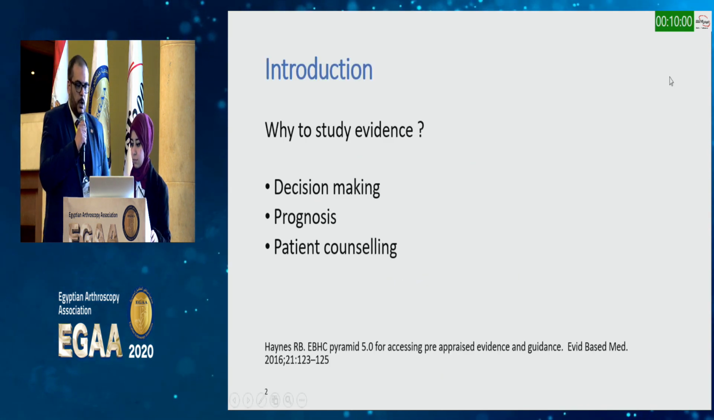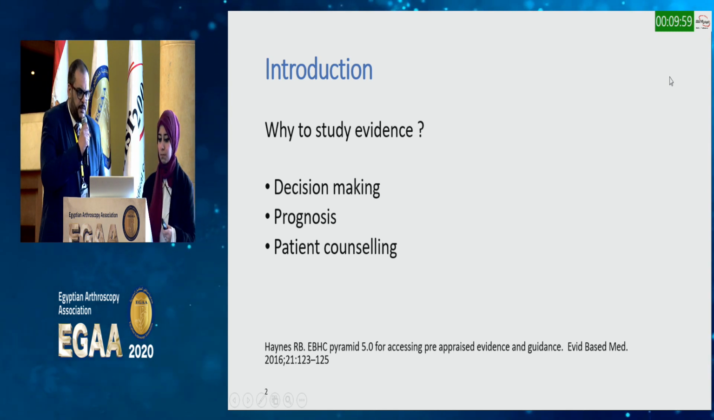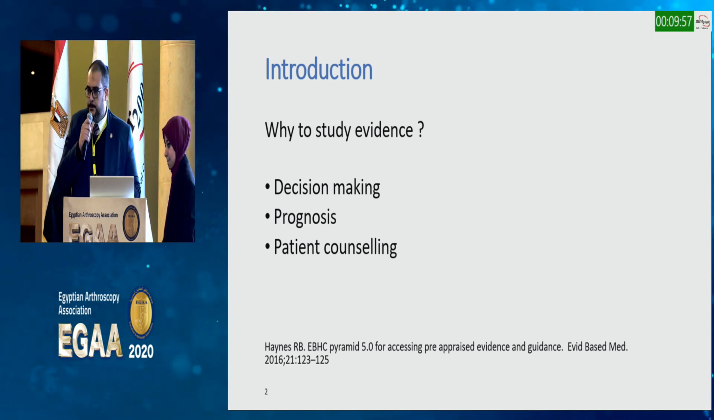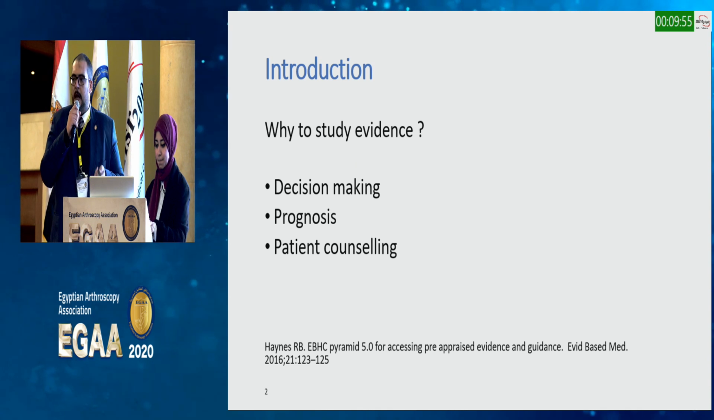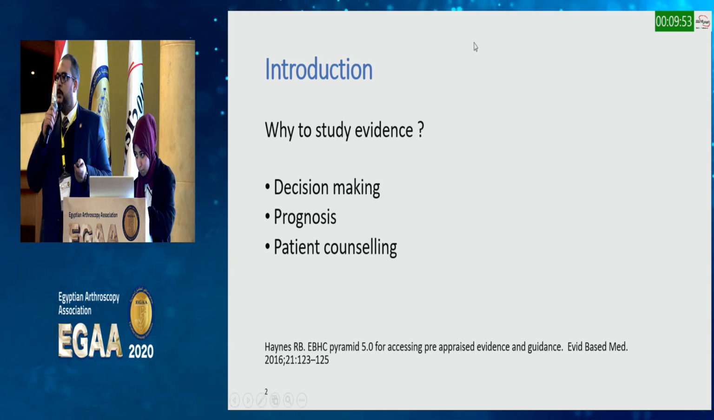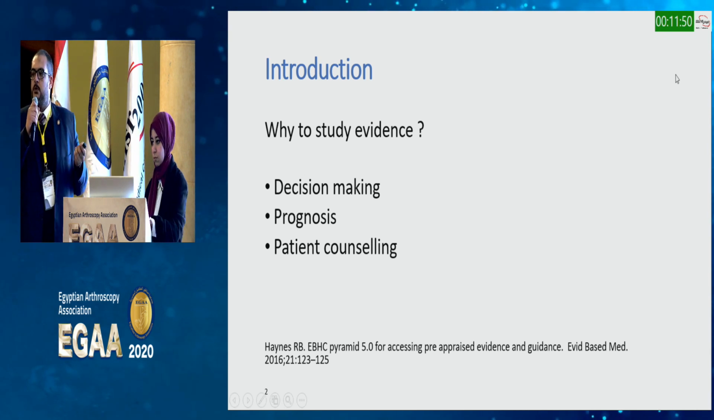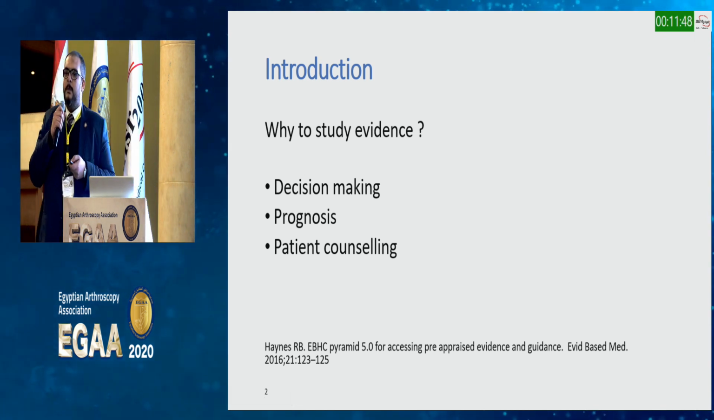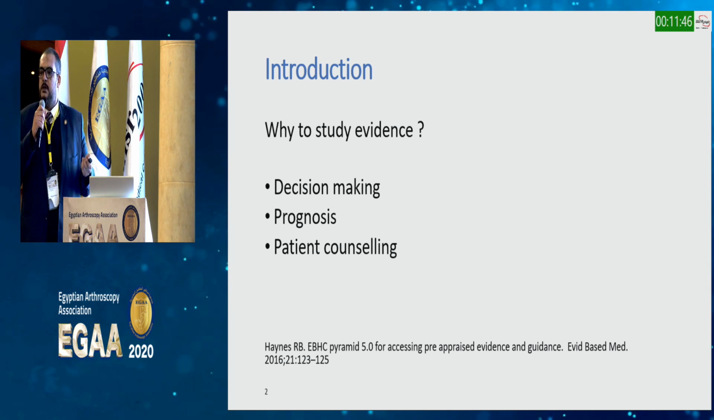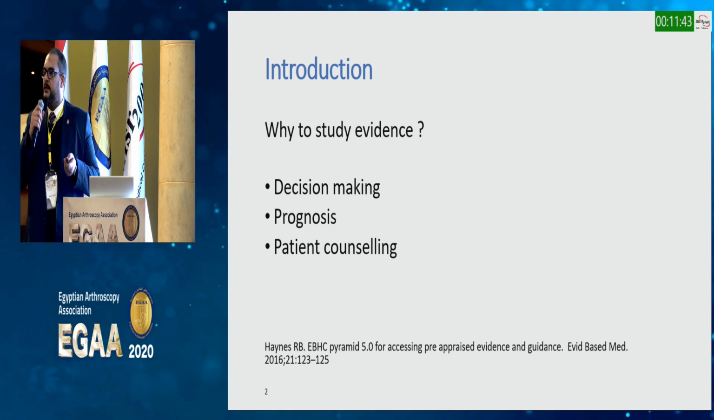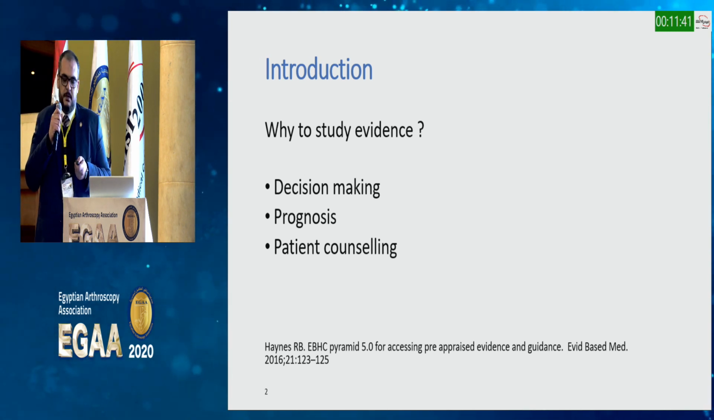Okay. So why do you have to study the evidence? Because it's very helpful in our decision making, and it gives us an idea about the prognosis of our proposed surgery. It's very important for patient counseling, as the patient usually asks questions like, when will I be back to sport, will I be back to sport or not, will I need a replacement after this operation or not? We have to have an answer.